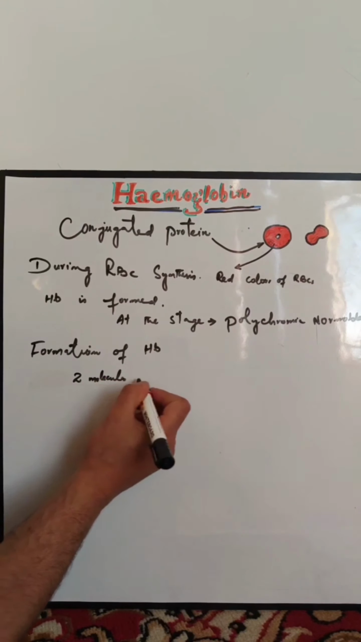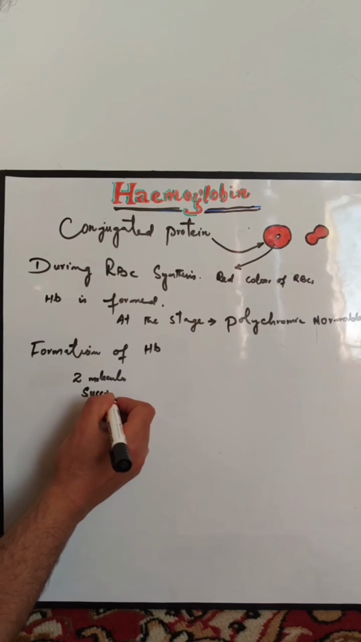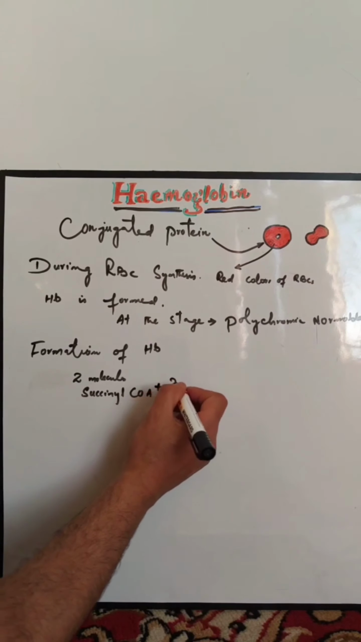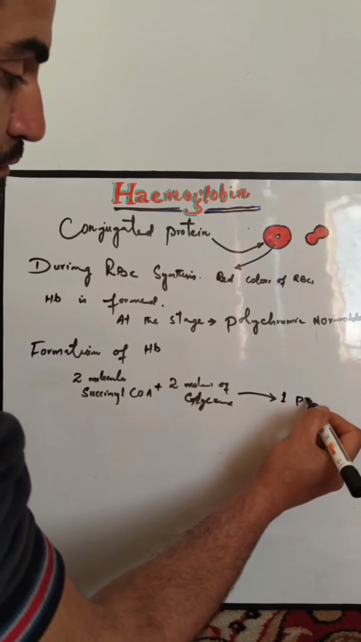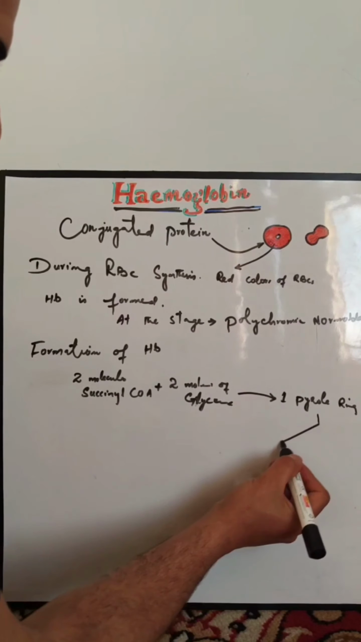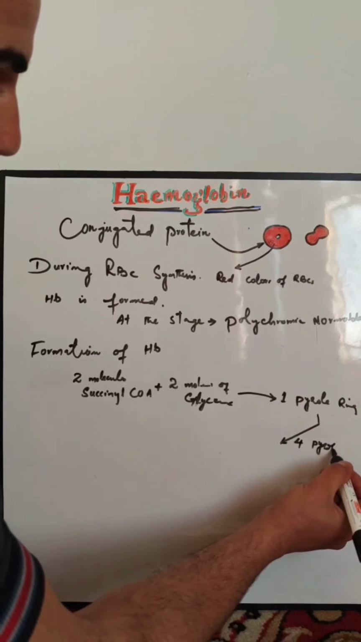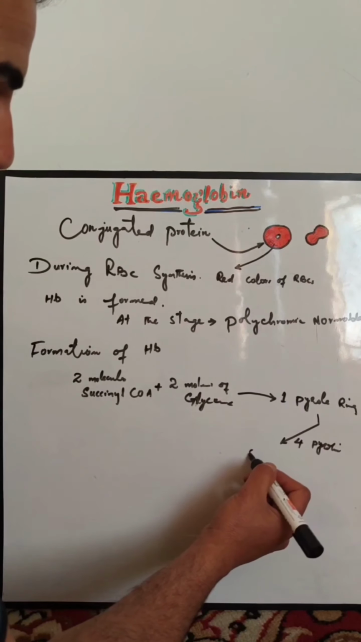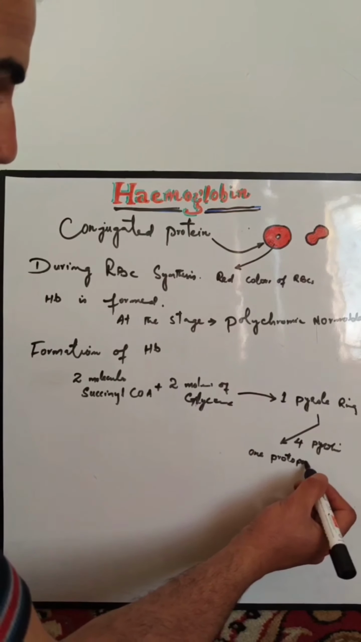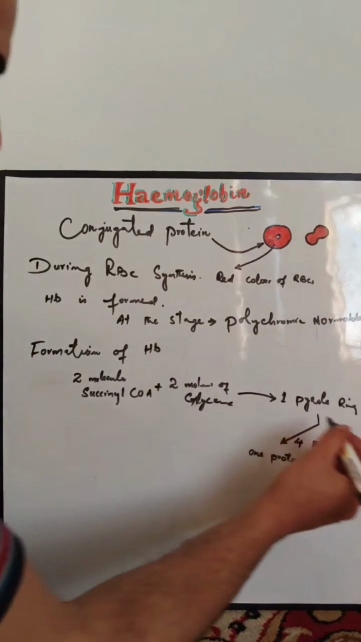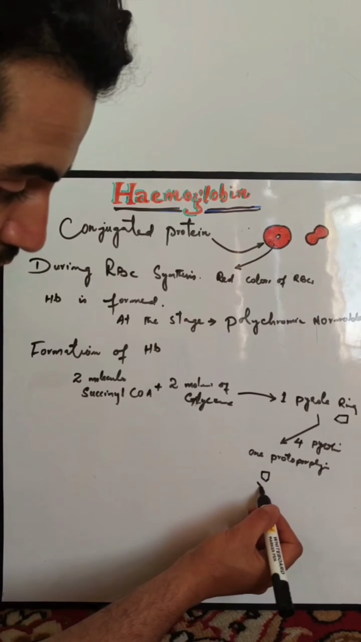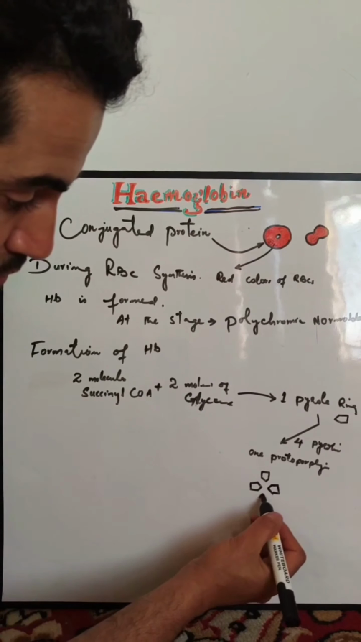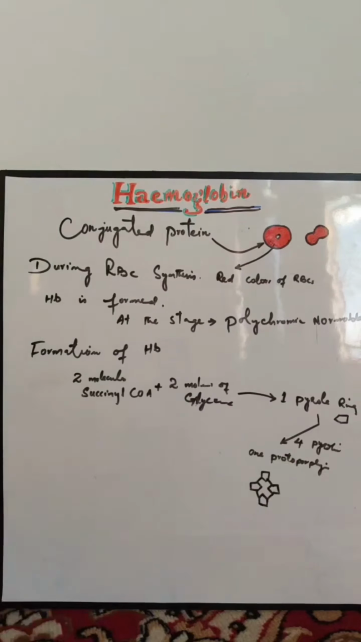It's formed by two molecules of succinyl-CoA plus two molecules of glycine, which gives us one pyrrole ring. When four pyrrole rings are added together, they form a structure called protoporphyrin. The pyrrole ring is a pentagonal structure. This is roughly a protoporphyrin molecule.